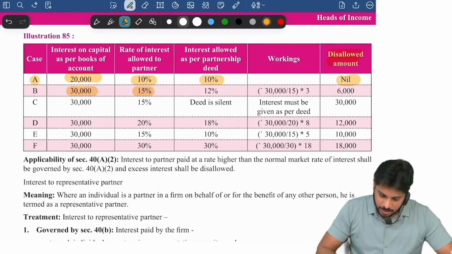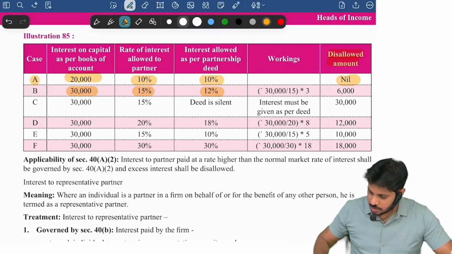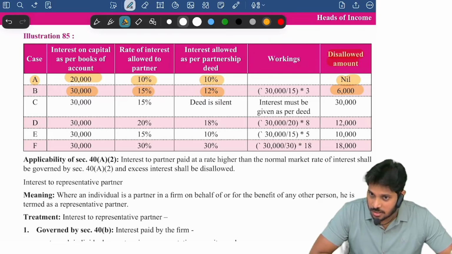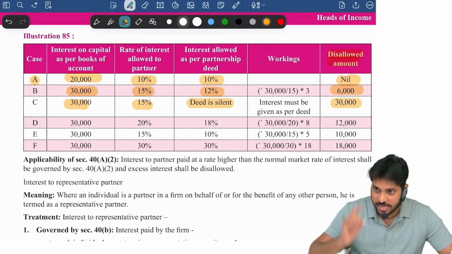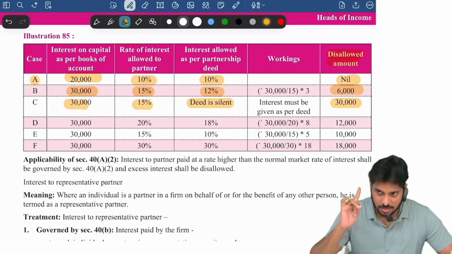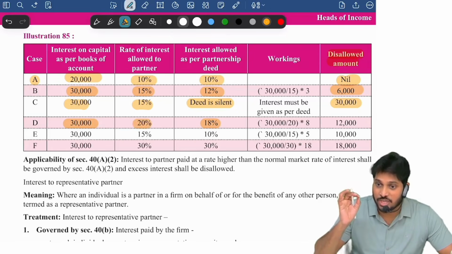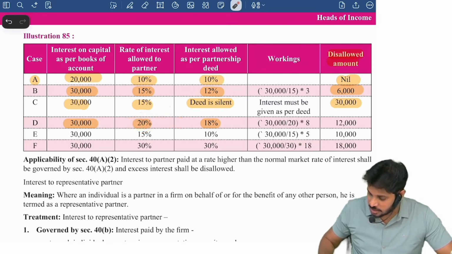B, 30,000. Rate of interest paid to partner is 15, but deed says only 12, so we can only claim 12. Yes or no? So now look at how much is disallowed. Out of 30,000, 15 into 3 is disallowed. Yes or no? 6,000 is disallowed. Am I right? 30,000, 15, deed is silent, no deduction. Entire amount is disallowed. If the deed does not contain any provision for interest explicitly, you will not get deduction at all. Remember this. 30,000, deed 18% says, actual amount paid 20, but you will only get 12. Okay, you paid 20, but you only get 12. 8% disallowed. 30,000 into 8 divided by 20 is equal to 12,000 disallowed.